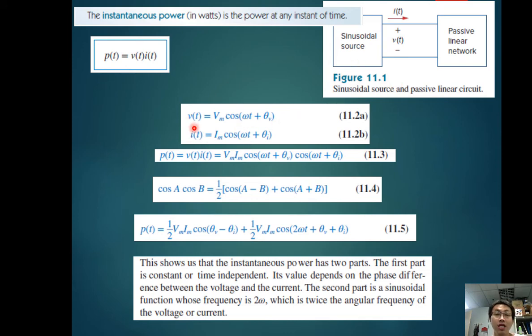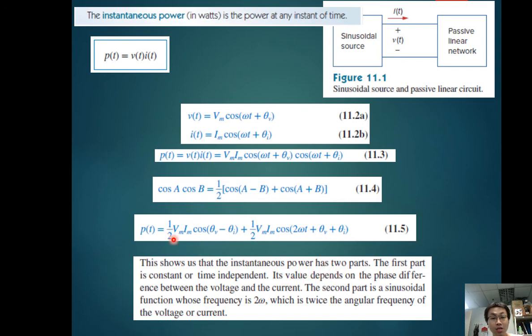For example, we have v(t) equals Vm cos(omega t plus theta_v), and we have i(t) equals Im cos(omega t plus theta_i). Then we multiply these two together. Then we have this expression, and then we apply this formula. Then we will find out this one. So from this equation, this shows that the instantaneous power has two parts.